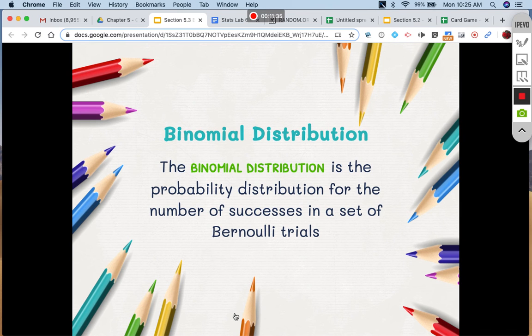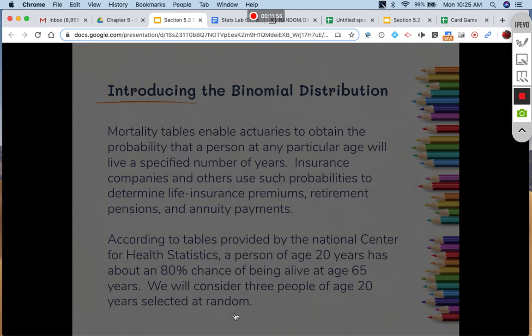So the binomial distribution, which is what this whole thing is about, is basically the probability distribution for the number of successes in a set of Bernoulli trials. So that's all this has been, kind of a wind up to get to what we need to do.